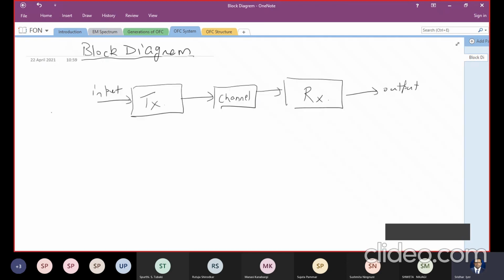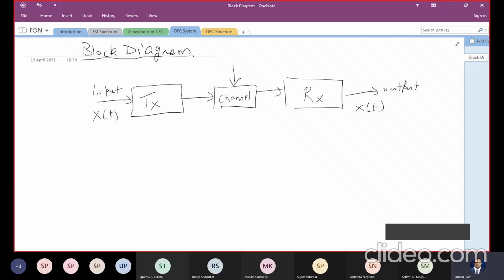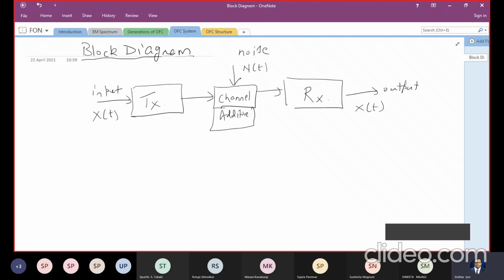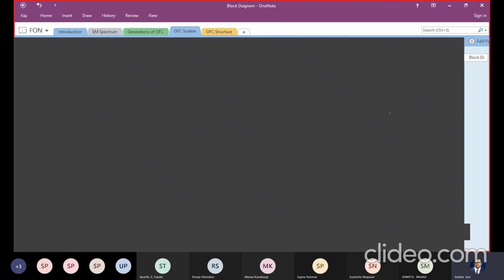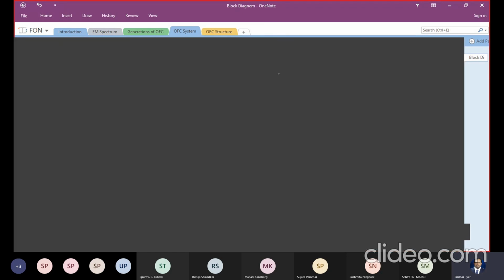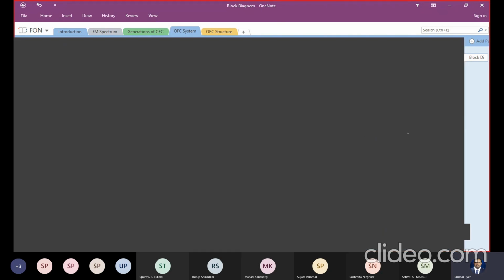So this is an ideal system where if input is x of t, we expect the output to be x of t. But like we discussed the last class, there's always going to be this factor noise, which is n of t. And if this channel is assumed to be additive, then what we get at the receiver will be x of t plus n of t. This noise here is random in nature, therefore the output at the receiver is also random in nature.